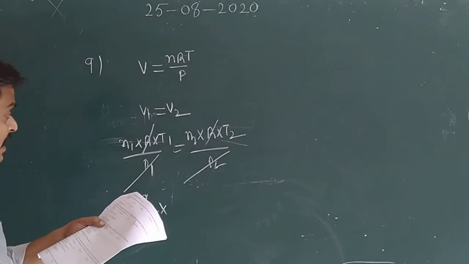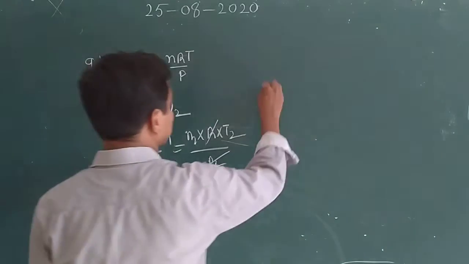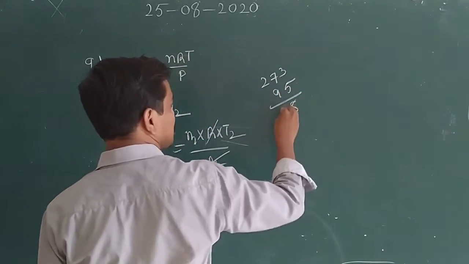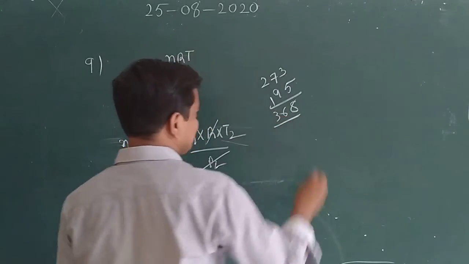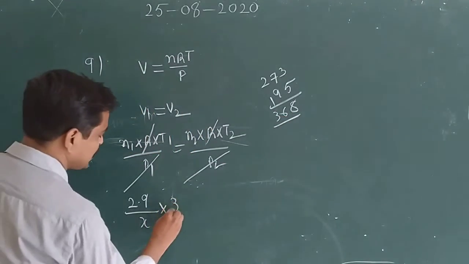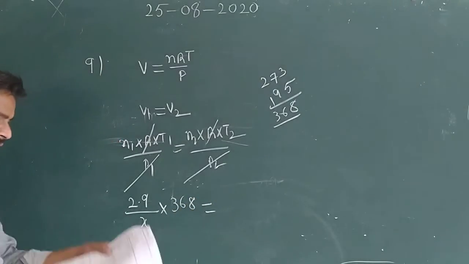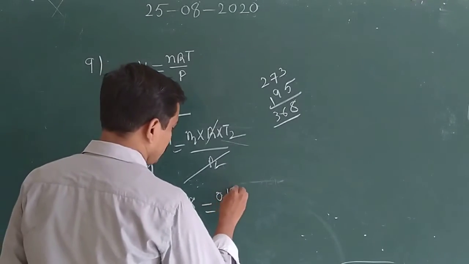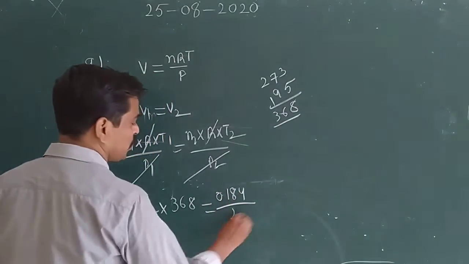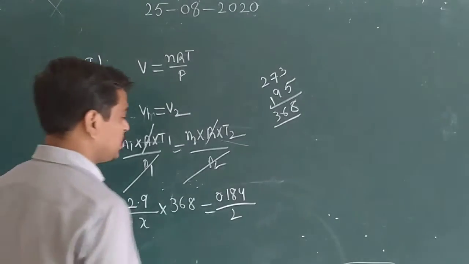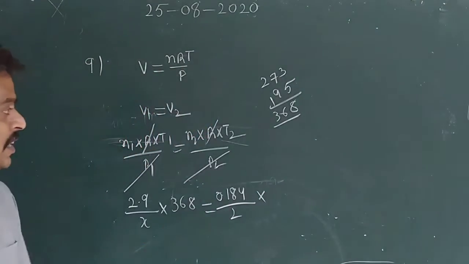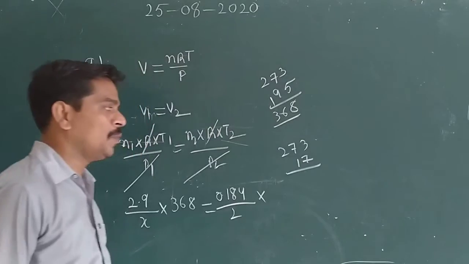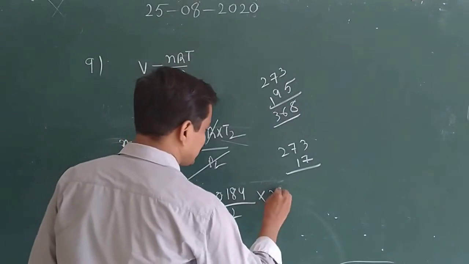2.9 grams of gas at 95 degrees, students. 95 degrees means 273 plus 95, that is 368 kelvins. That is equal to n2 times T2. n2 means our second gas, hydrogen: 0.184 by 2, because n2 means the number of moles of hydrogen, into T2, that is 17 degrees, 273 plus 17. How much, students? 290.